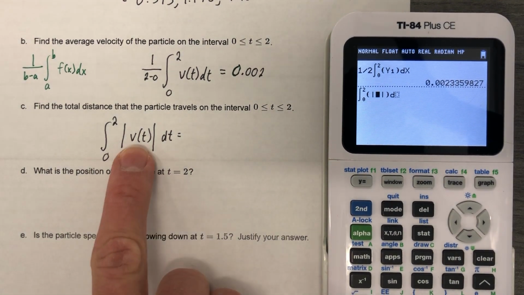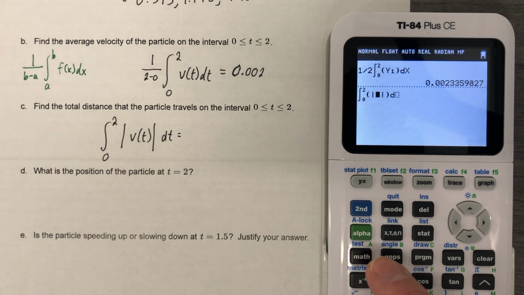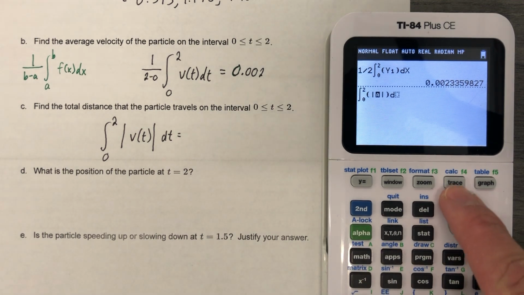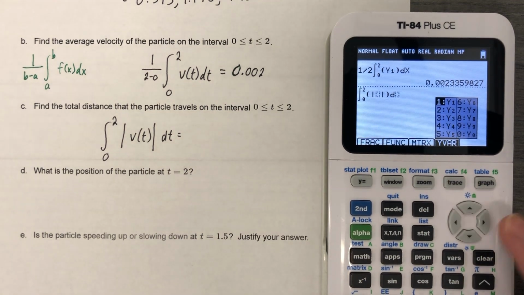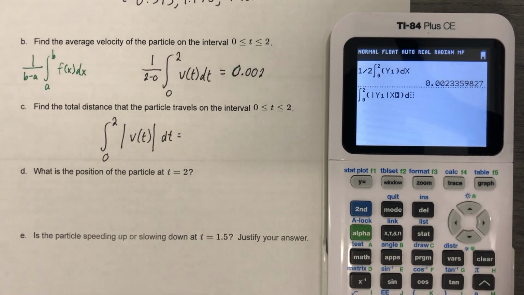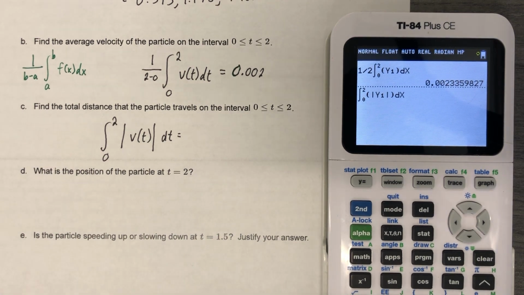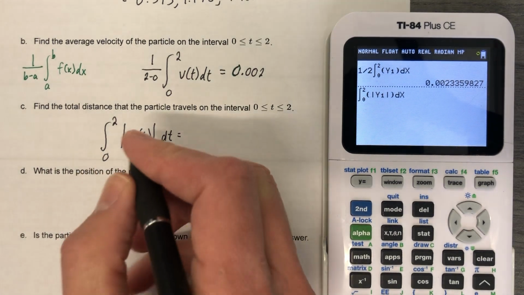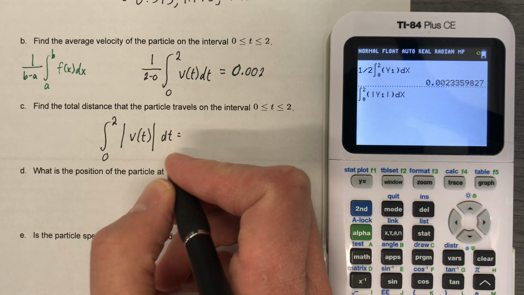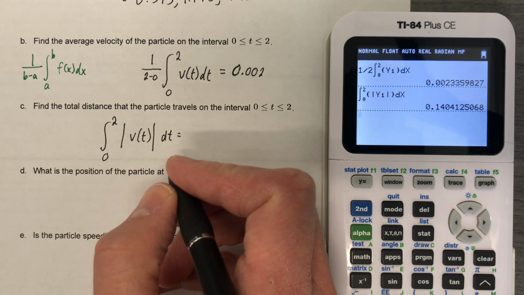And we need the v of t, which we have stored as y1. Again, that's alpha and trace. That's the F4, y1. And we're using the x variable. There we go. This will tell us the total distance that we've traveled. Takes it a minute. There's a lot of ridiculously hard computations to do.